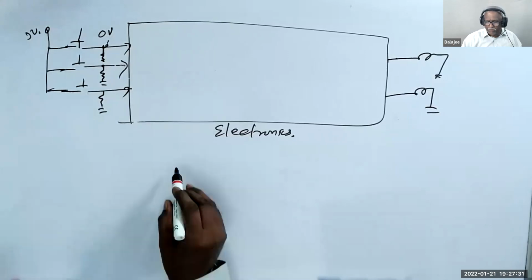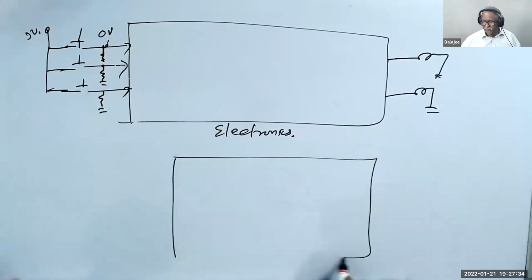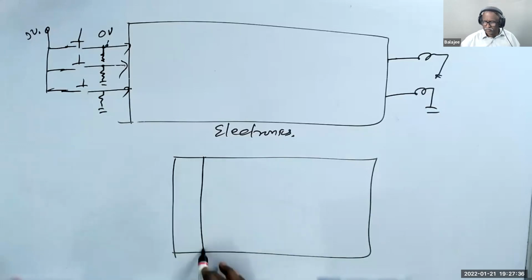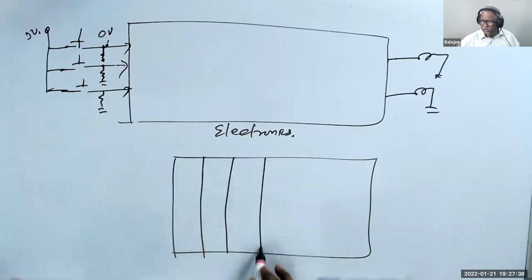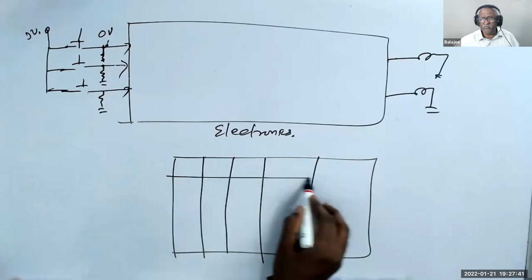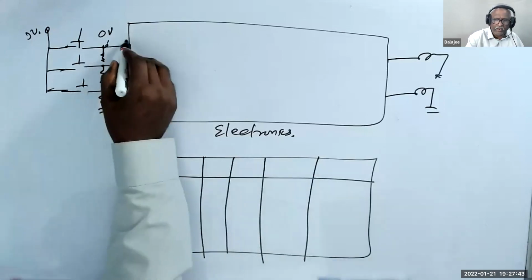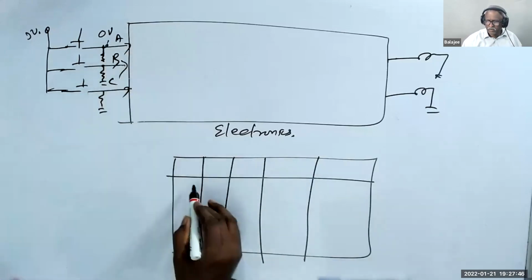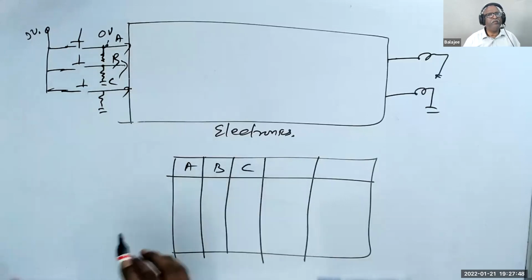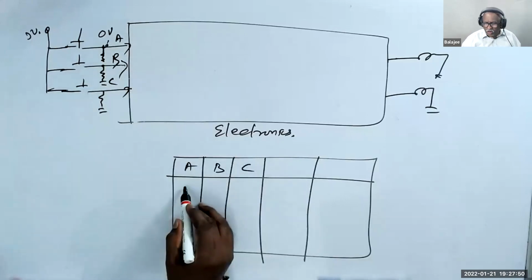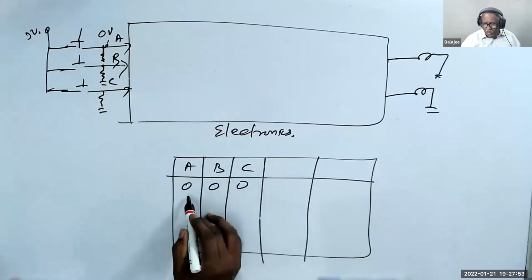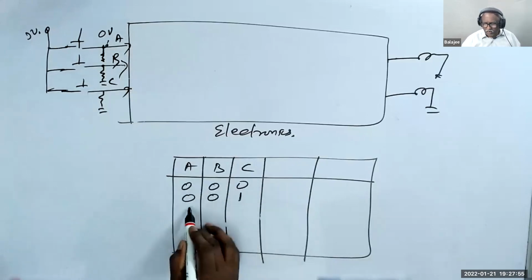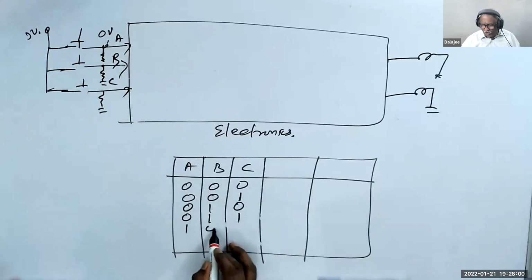Now let us say I put a table like this. There are three switches and two bulbs. I have switch A, B, and C. Now, all are off. Or C only can be on. And B only can be on. And B and C can be on. A only on. A and C. A and B. And ABC all are on.